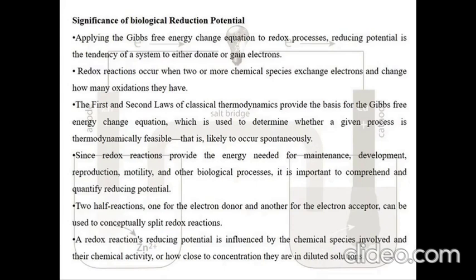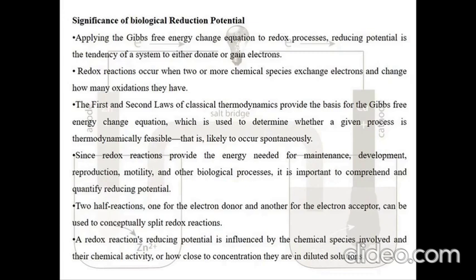The first and the second laws of classical thermodynamics provide the basis for the Gibbs free energy change equation, which is used to determine whether a given process is thermodynamically feasible, that is, likely to occur spontaneously. Since redox reactions provide the energy needed for maintenance, development, reproduction, motility and other biological processes, it is very important to comprehend and quantify reducing potential.